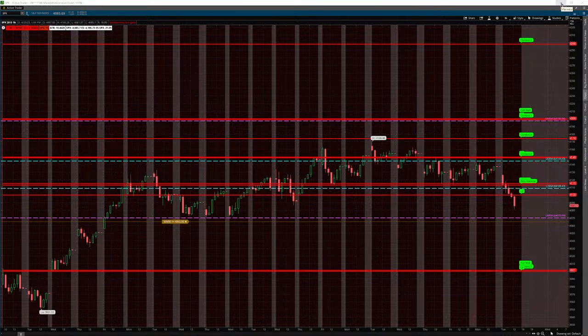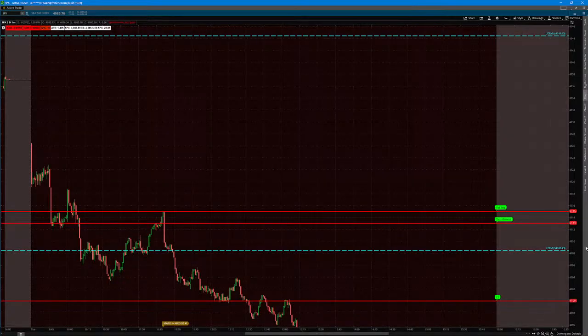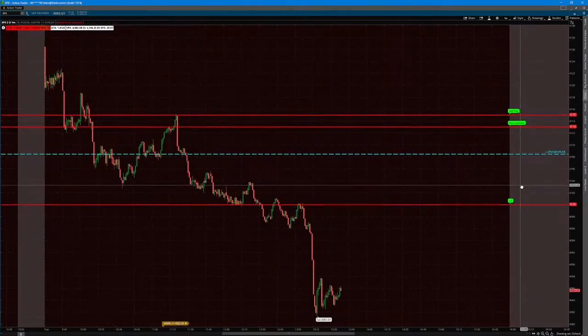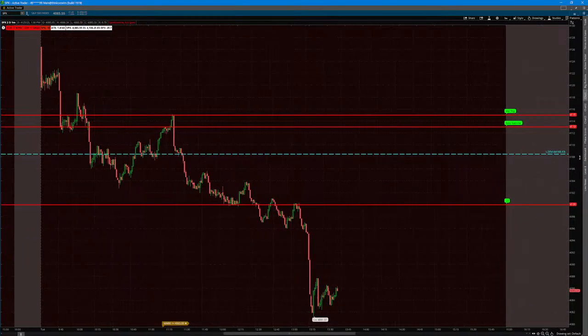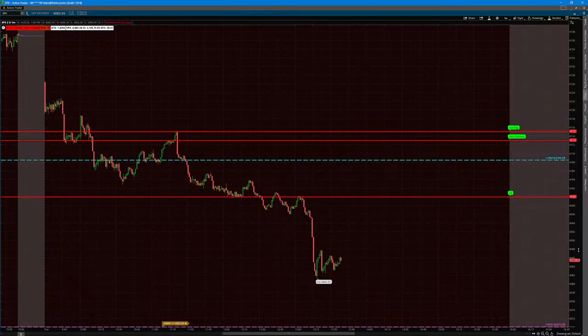Let's take a look at an SPX chart for the day here. So this is another Thinkorswim chart. This is a 1-day, 1-minute chart for SPX, showing a clear downtrend.